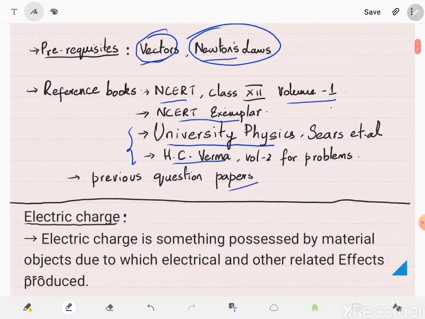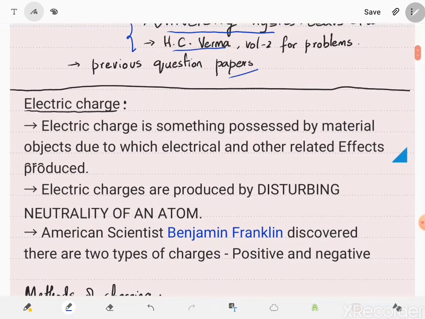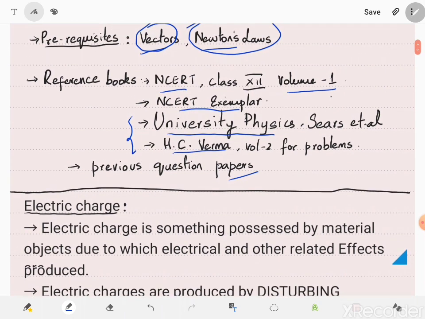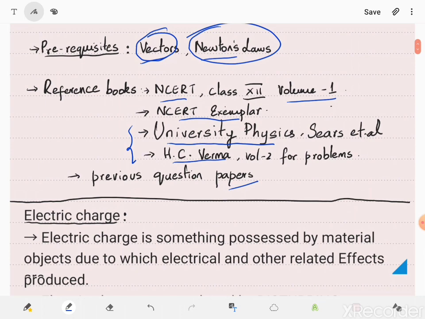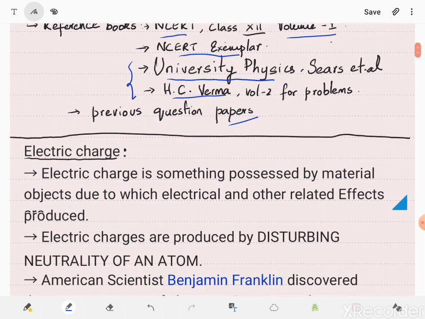As the name suggests, it's electric charges and field. Let us take a look at what electric charge is all about. As you can see, electric charge is something possessed by material objects due to which electrical and other related effects are produced. The concept of charge was already known to people since the times of Greek philosophers.